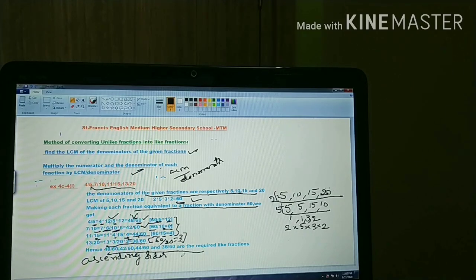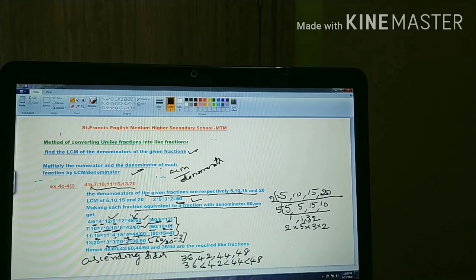So observe all the numerators. What is the smallest one? 36. After that, the next bigger one, 42. After that, 44. After that, 48. So this is the order we have to write in ascending order, right? 36 is less than 42, less than 44, less than 48. Like that, you have to write the numerators in ascending order.